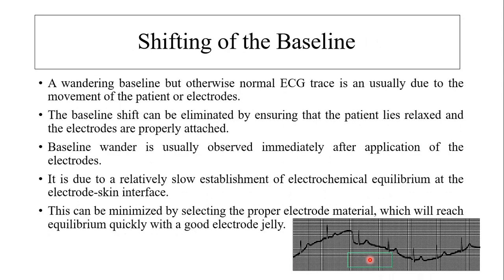The next thing is shifting of the baseline kind of interference. You can see here the baseline is totally shifted, with loops, ups and downs. This baseline wandering is basically formed due to the movement of the patient or electrodes. If the patient is uncomfortable with the electrode, the patient moves here and there. If the electrodes are moved, this type of artifact can occur.